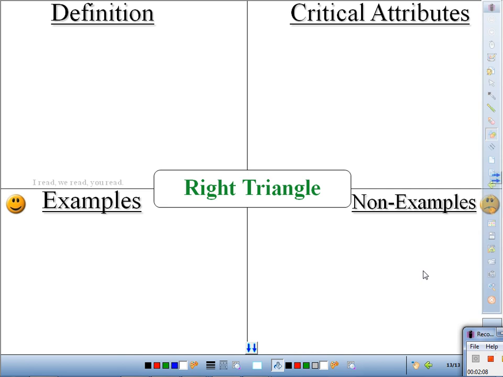All right, check with the neighbor, see what they got so far. Definition, one example, one non-example, hashtag.